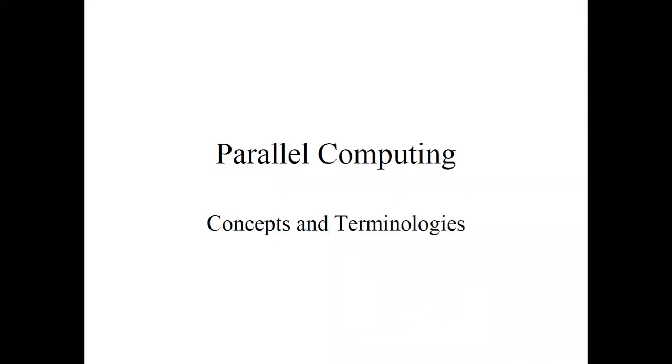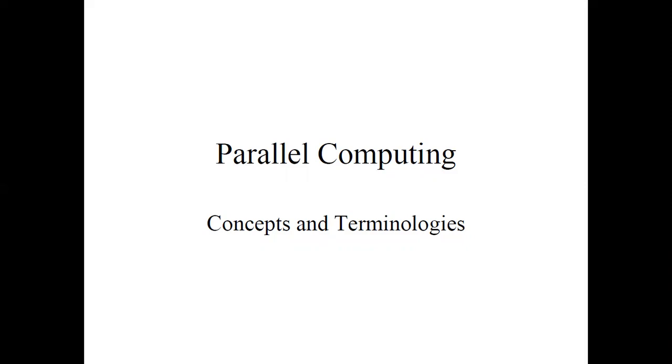So in this video, what we are going to learn is about Flynn's taxonomy, or the different classes of parallel computing. Yesterday's video, we talked about introduction to parallel processing. What is meant by parallel processors? We have also seen the different classes of parallel processing, and the advantages and disadvantages of parallel processing. So today our focus will be on Flynn's taxonomy and the John von Neumann architecture.